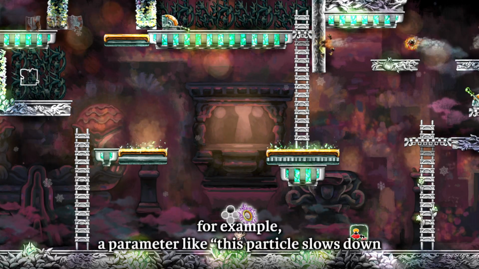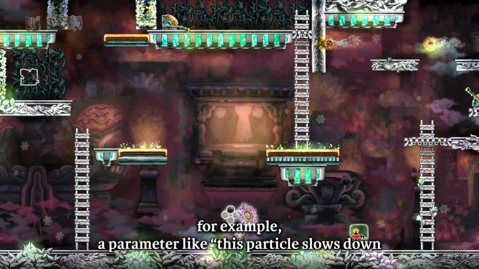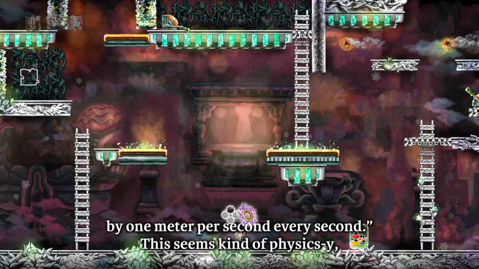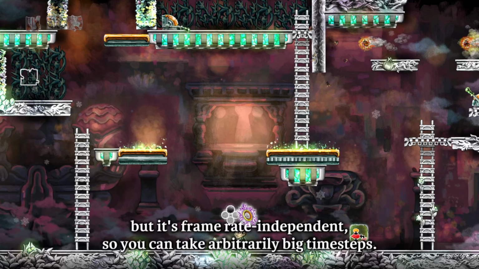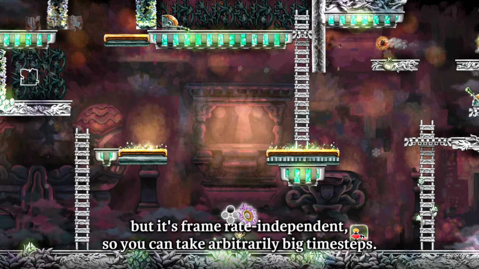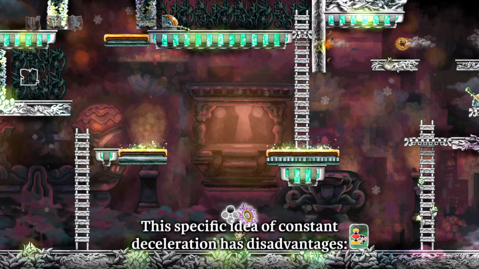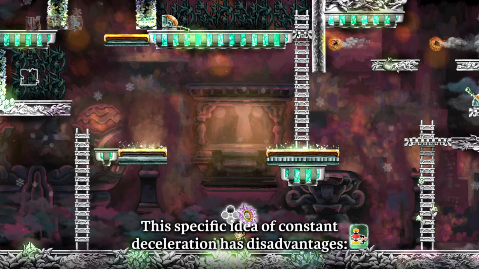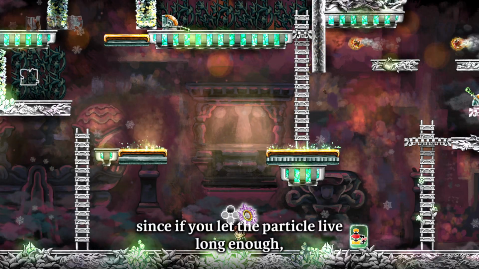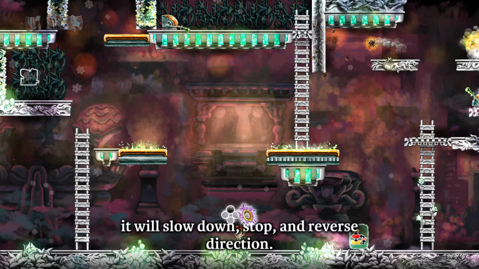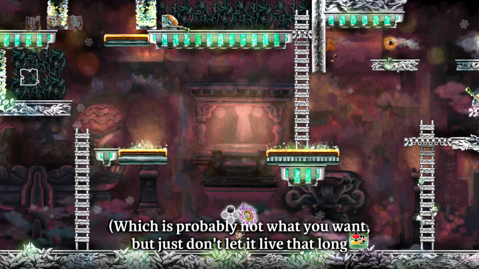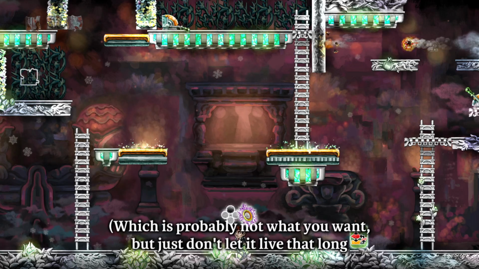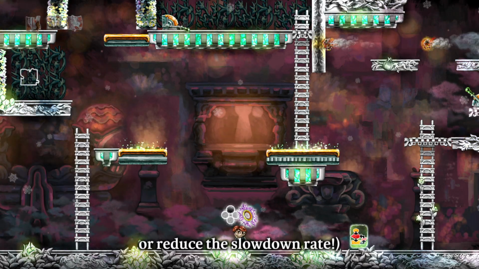For example, a parameter like, this particle slows down by 1 meter per second every second. This seems kind of physicsy, but it's frame rate independent, so you can take arbitrarily big time steps. This specific idea of constant deceleration has disadvantages, since if you let the particle live long enough, it will slow down, stop, and reverse direction, which is probably not what you want. But just don't let it live that long, or reduce the slowdown rate.